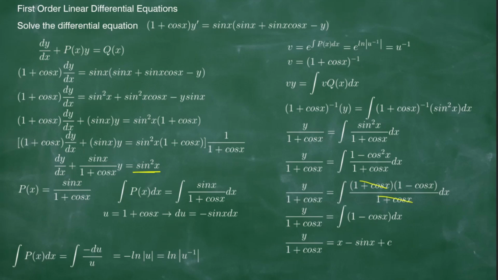So our final answer is y equals the quantity (1 + cos x) times the quantity (x − sin x + c).